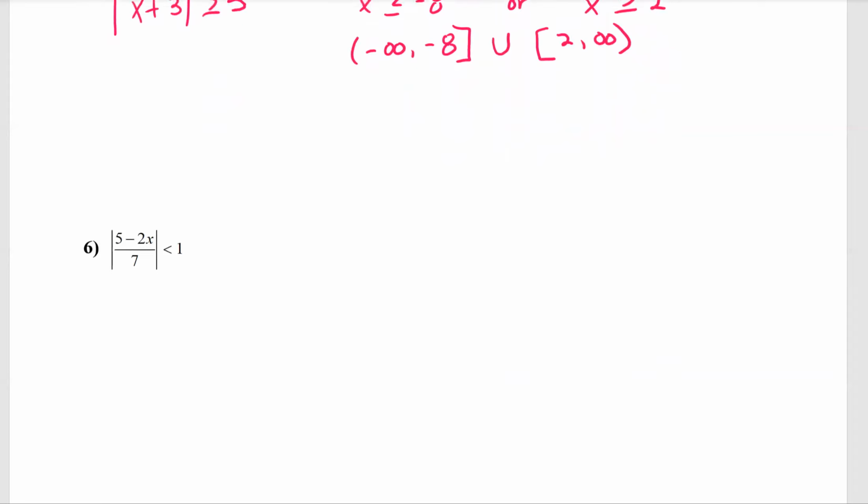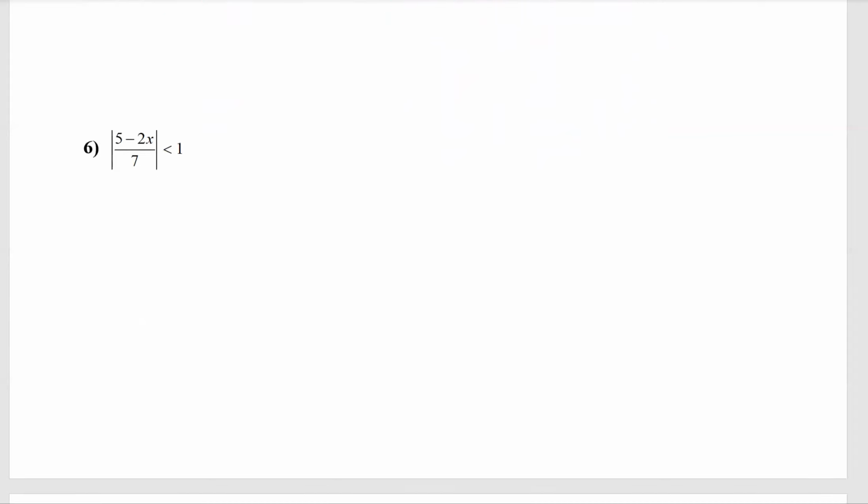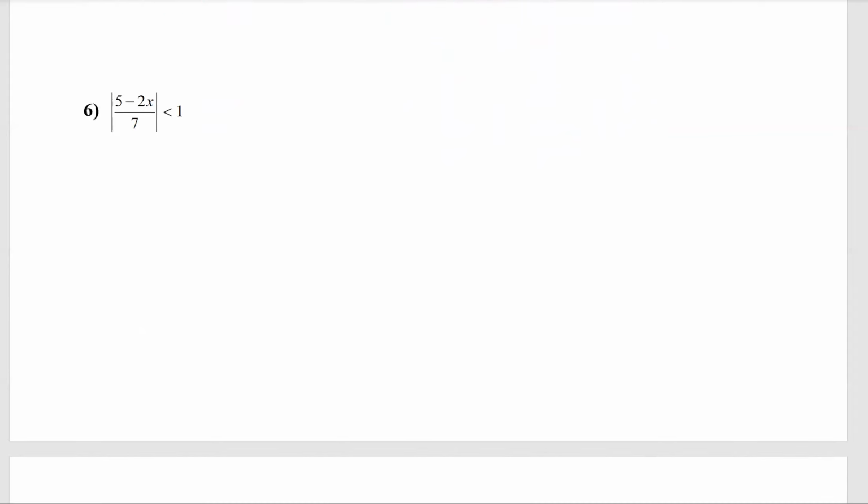Number 6, we have an absolute value. We have a fraction inside the absolute value. That's okay, not a problem. We know that the absolute value is less than. It is an and statement. So I'm going to take the opposite of 1, which is -1. And now I'm going to multiply each section by 7, which will clear the fraction.